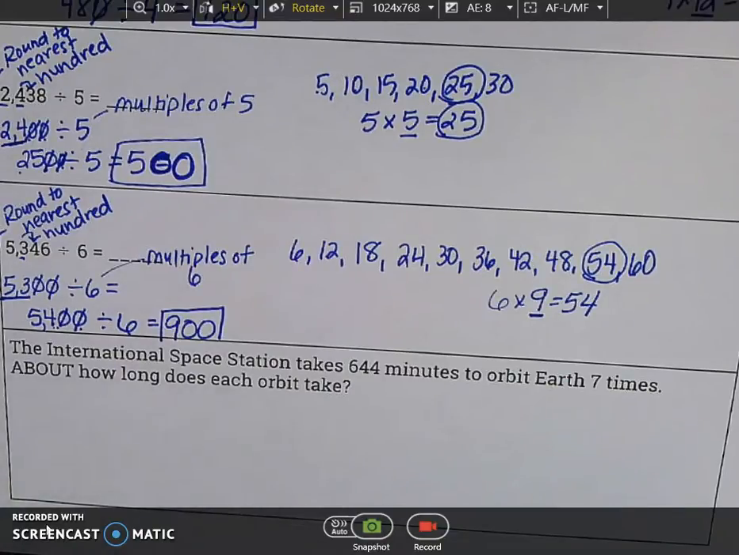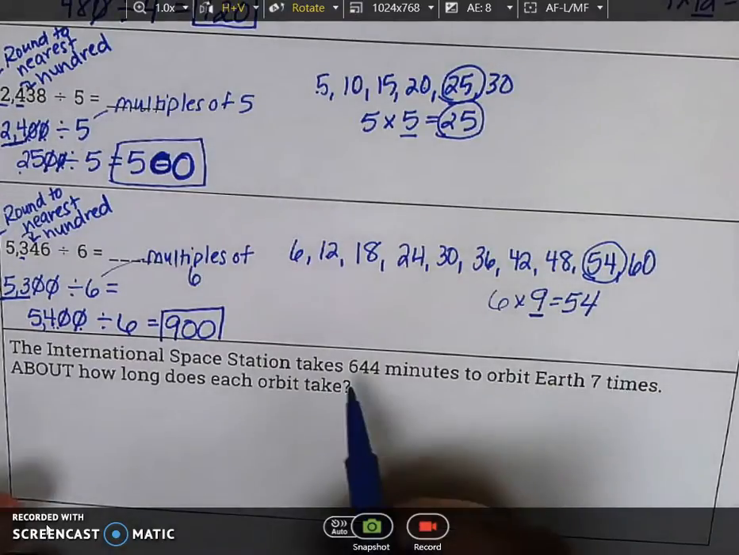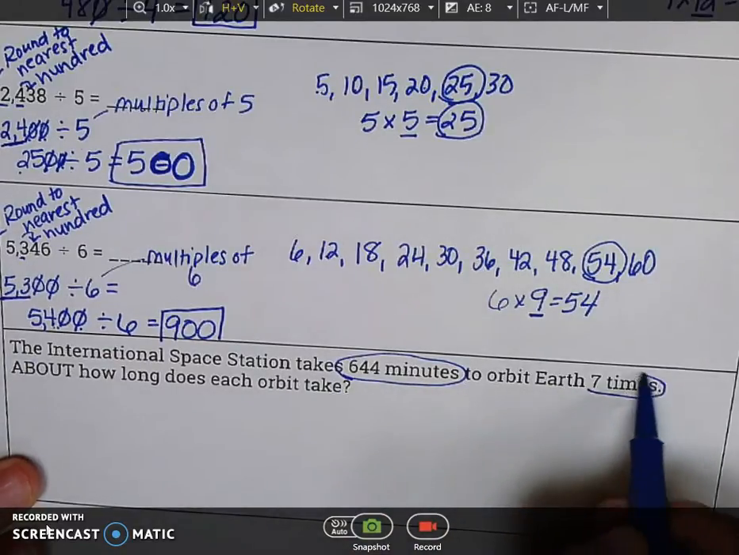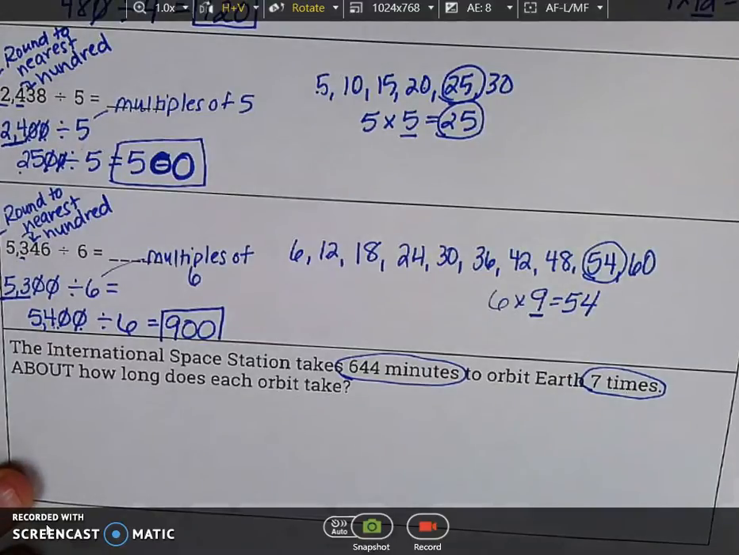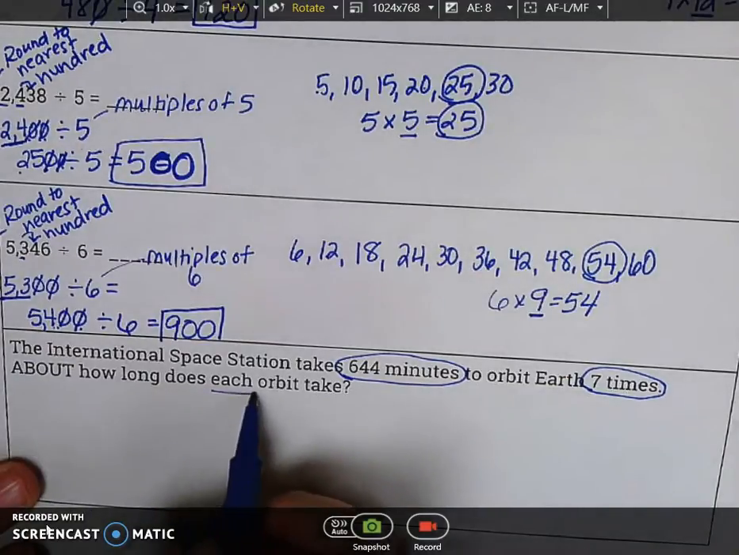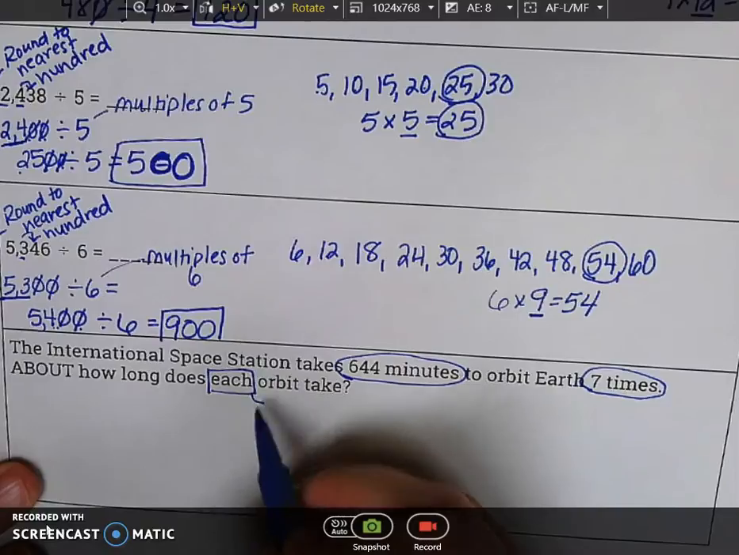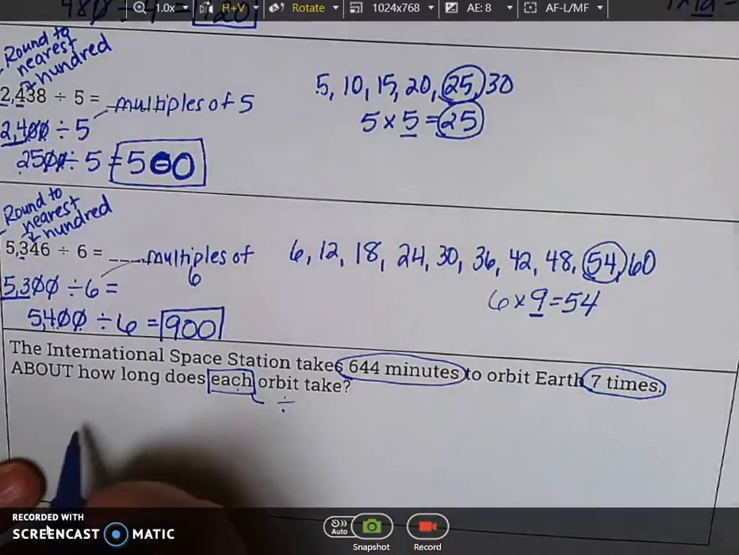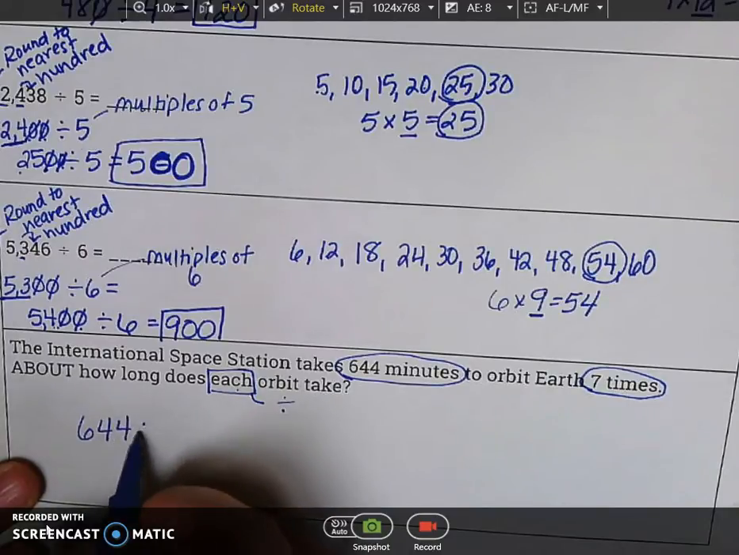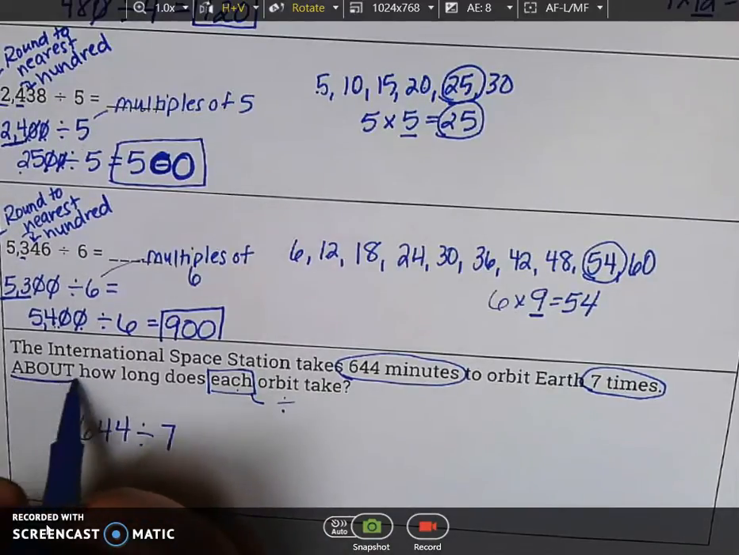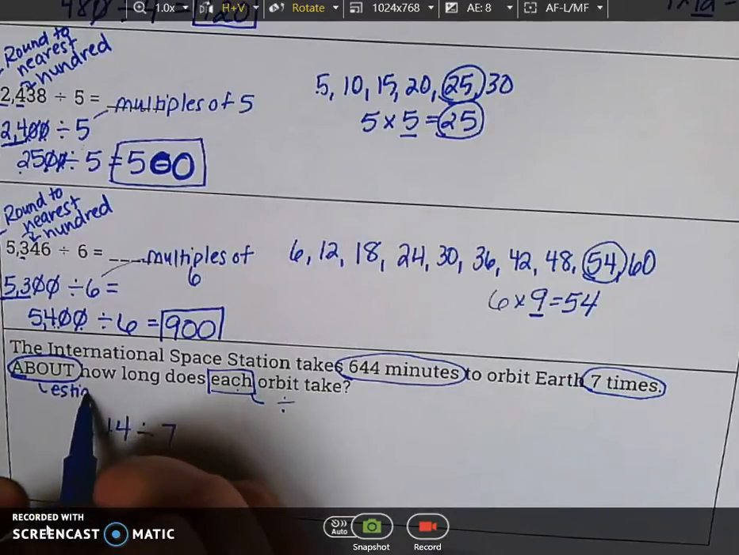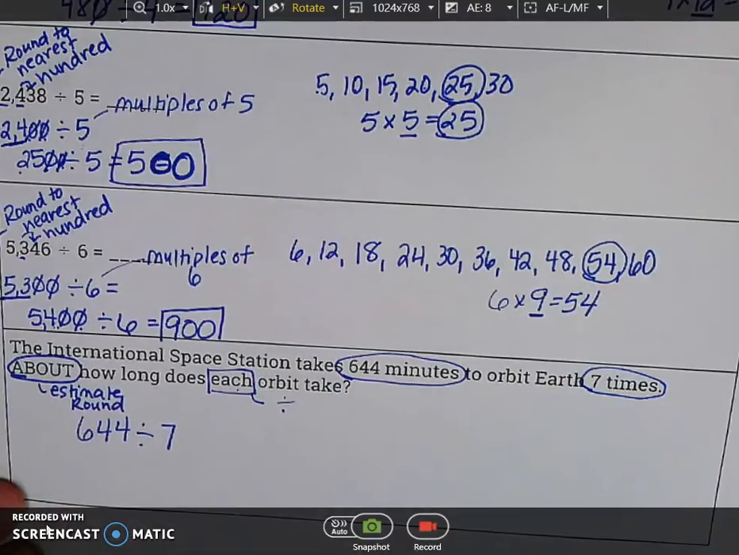Okay? And lastly, the International Space Station takes 644 minutes to orbit the Earth 7 times. About how long does each orbit take? So I want to know each individual orbit, so that means I'm going to divide here. So 644 divided by 7. But it has this word about. When I see that word about, that means I'm going to estimate or I'm going to round. Those are the things I'm looking at here.